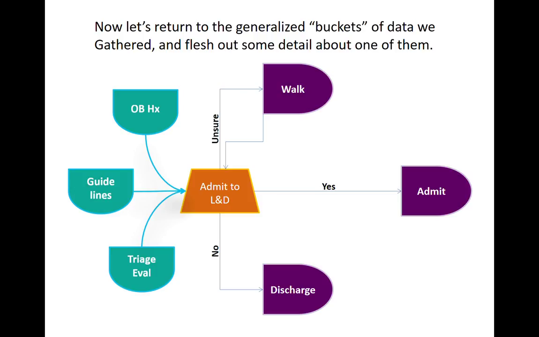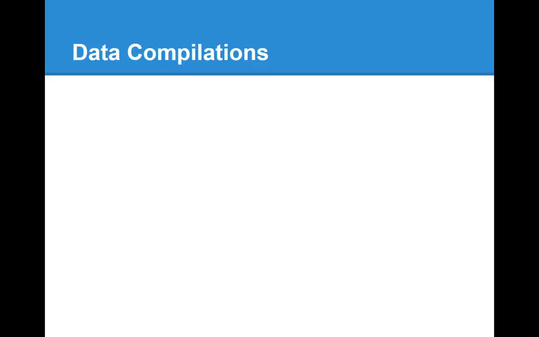Now that we've learned the three main symbols used in GAP process mapping, and we've built a basic high-level overview of our process, let's go back and drill down into one of those buckets of data that we gathered at the beginning. Let's look particularly at the triage evaluation. We can break down that generalized bucket into sub-buckets of data that need to be collected in order to make our assessment. These series of nested buckets of data we call data compilations.